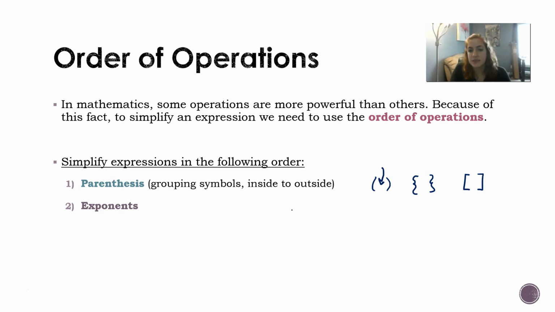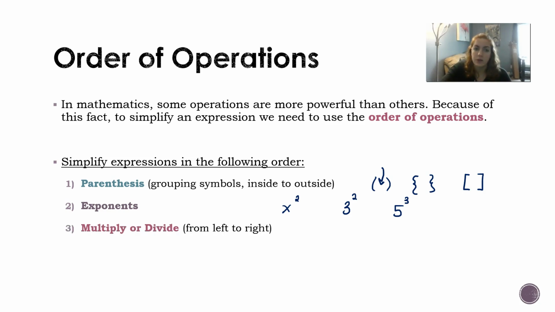And exponents are the little numbers in the upper right-hand corner of other numbers. So like 3 squared or 5 cubed or anything like that. The small little numbers that are in the upper right-hand corner of numbers or variables. So that would be your exponent that you'd have to do next. The third step is to actually do multiplication or division from left to right.